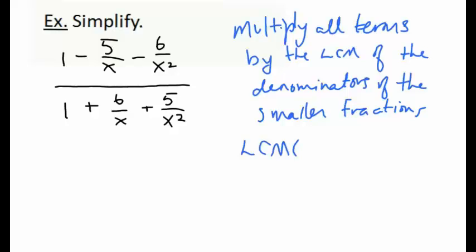So our smaller rational expressions are 5 over x, 6 over x squared, 6 over x, 5 over x squared. So if we can find the LCM of the denominators of these smaller fractions, then we have an alternate strategy to use. In this case, the LCM of x and x squared is x squared. So what we could do is we could multiply every single term by x squared and see what happens. I'm going to multiply 1 by x squared, I'll multiply this fraction by x squared, this fraction by x squared, and we keep doing that for every single term.